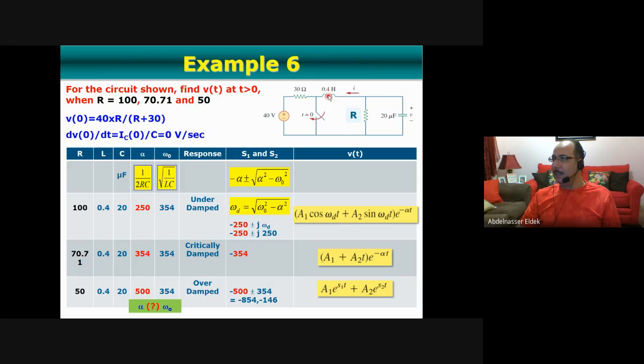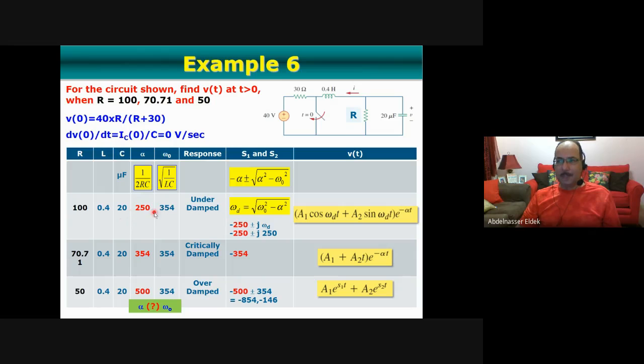L is 0.4 Henry, and C is 20 microfarad. Remember this 20 micro, so it is 20 times 10 to the power of -6. Okay, and you calculate alpha using this equation, 1 over 2RC, and omega 0 is 1 over square root of LC. And then you compare alpha with omega the same way.